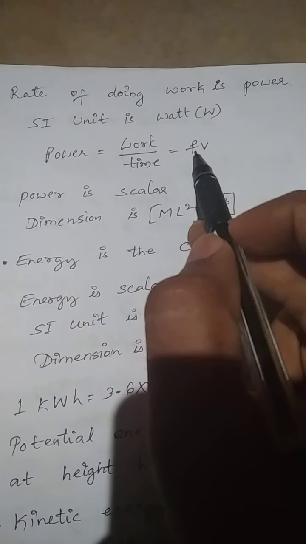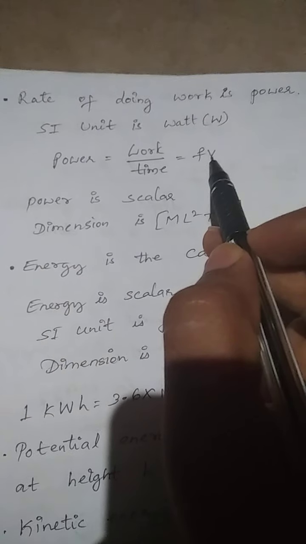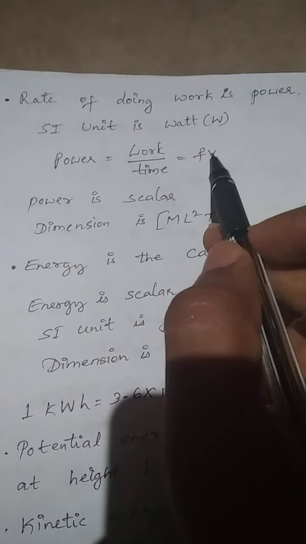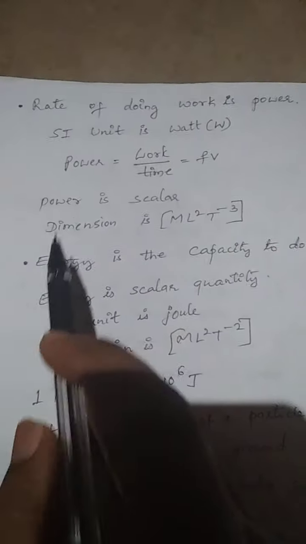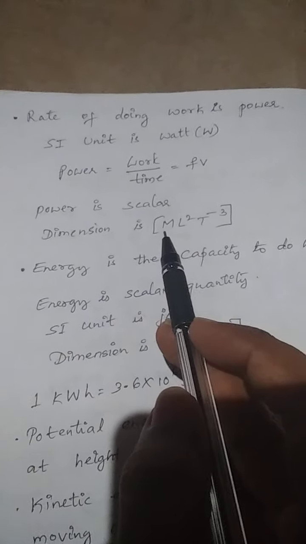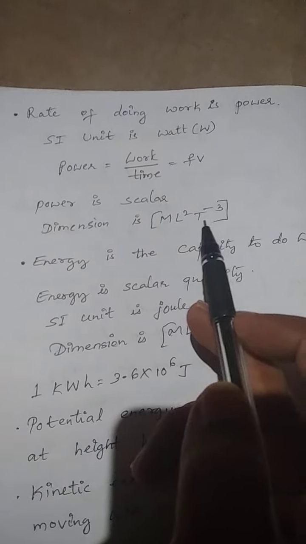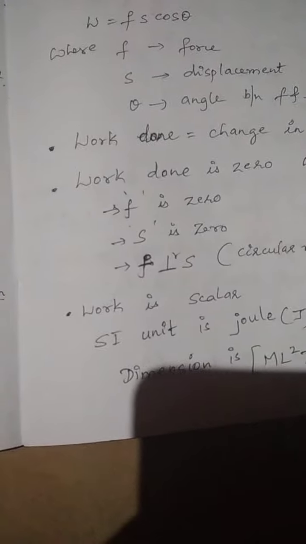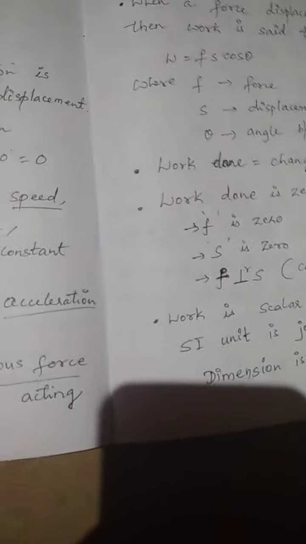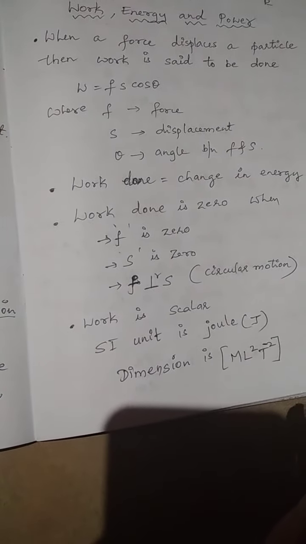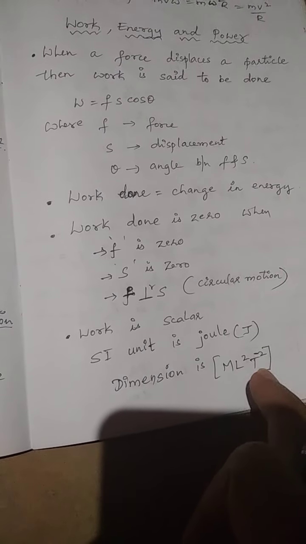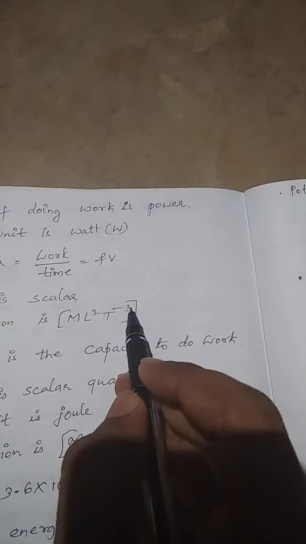F V, where F is force and V is velocity. Power is scalar. Its dimension is given here, M L square T to the power minus 3. You can get it: the dimension of work is M L square T to the power minus 2, and that of power is M L square T to the power minus 3.